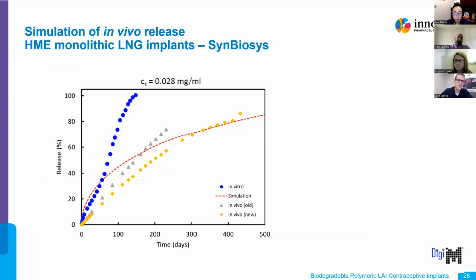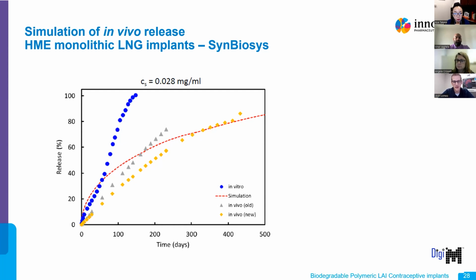And just an example of what that data looks like here. We have a comparison between in vitro, a couple in vivo curves, as well as our simulation. We see that our simulation is agreeing quite well with the in vivo time points, especially at later time points. And it does allow us to continue to project and see what the expected duration of release is beyond the in vivo.